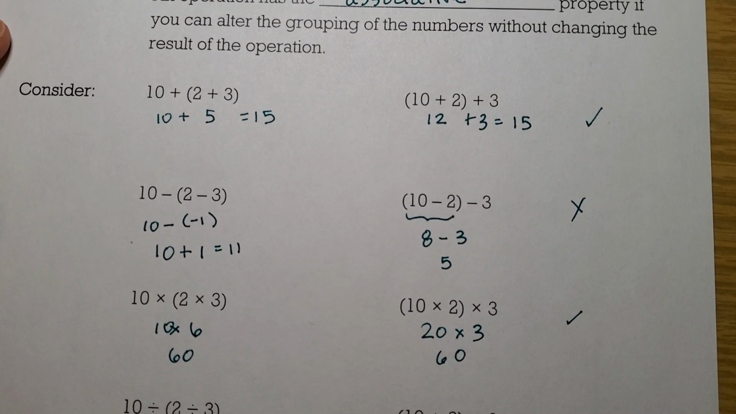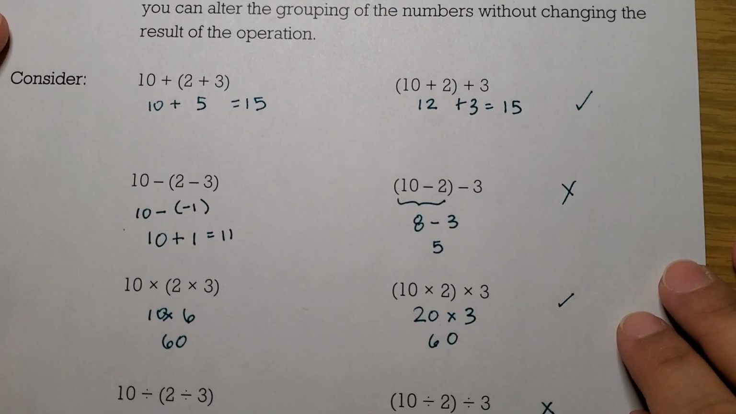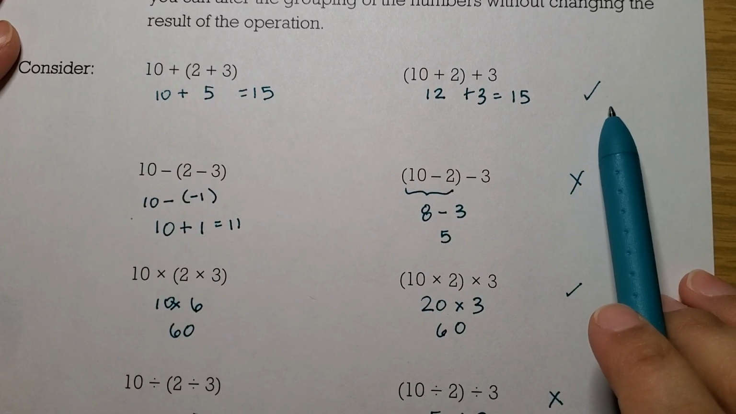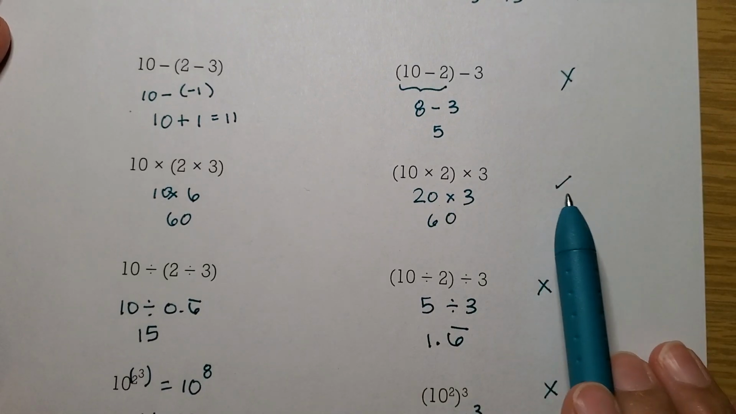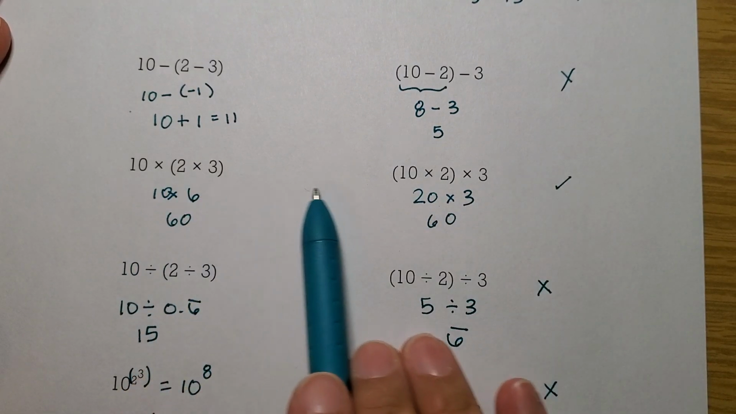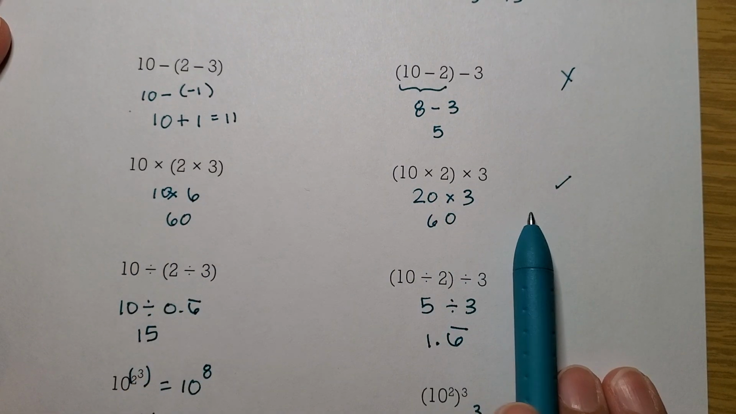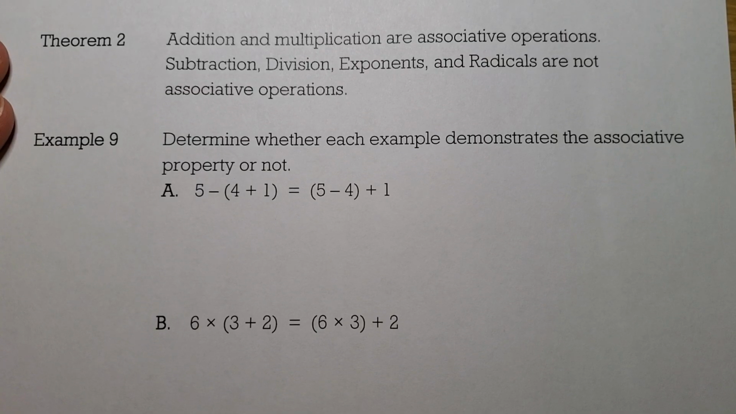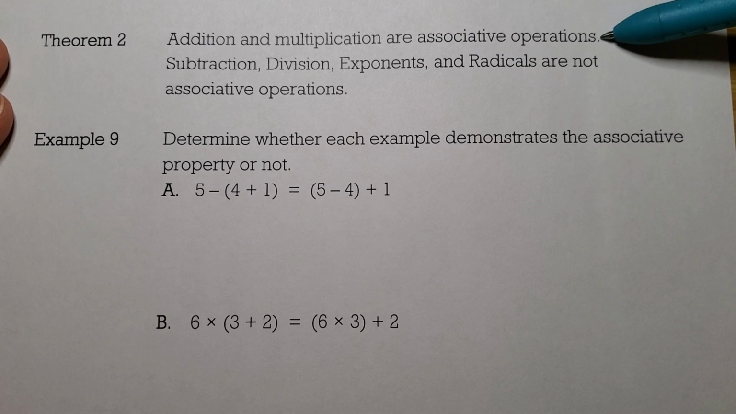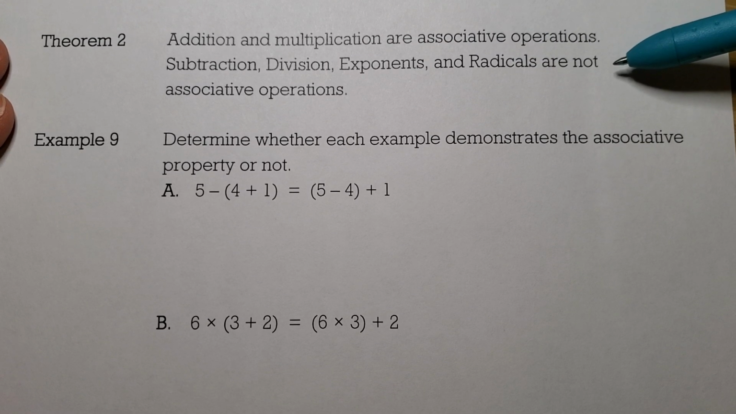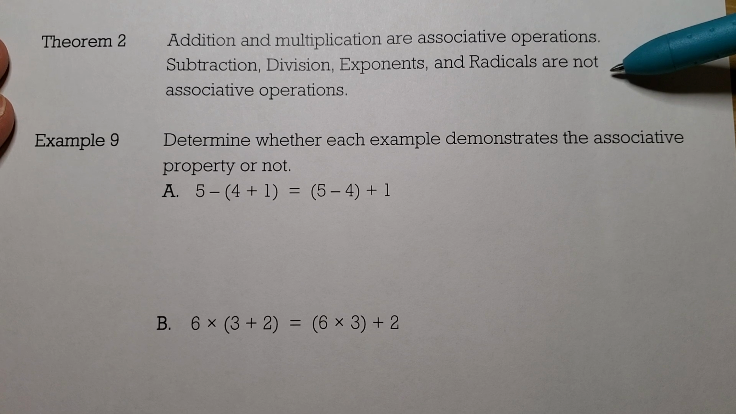So as with the commutative property, when I look at the associative properties, the ones that look like they're associative are adding and multiplying. I can change the grouping for adding, and I can change the grouping when I multiply. Okay, so this brings us to theorem 2 that says addition and multiplication are associative operations. Subtraction, division, exponents, and radicals are not associative operations.